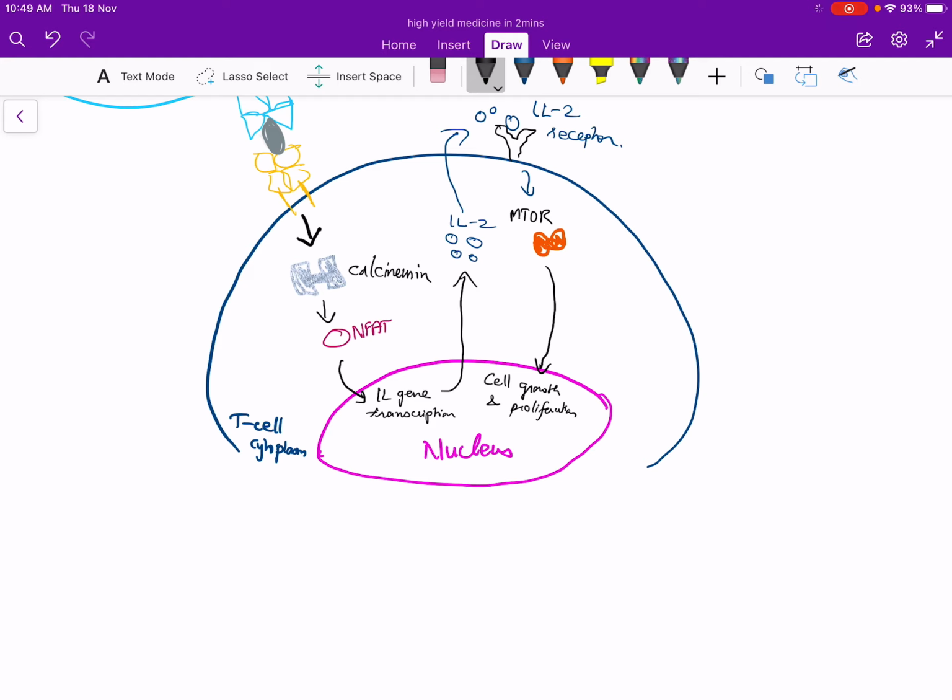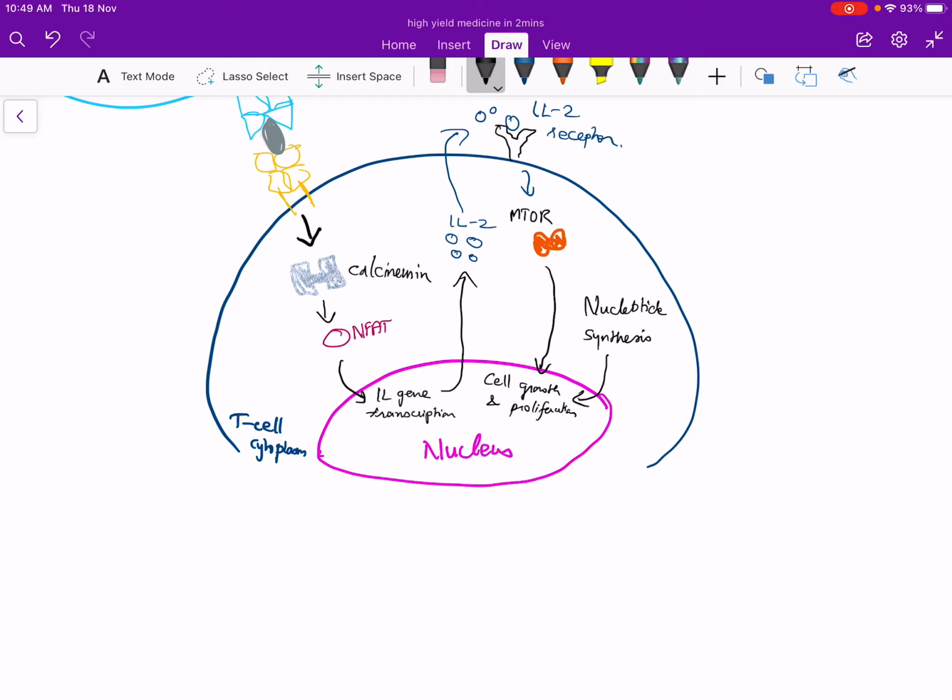Alright, so what else is required for cell growth and proliferation? Obviously, for cell proliferation you need nucleotides, so we'll keep nucleotides in the picture as well. Nucleotide synthesis. The cell is going to synthesize nucleotides, which is again required for cell growth and proliferation.